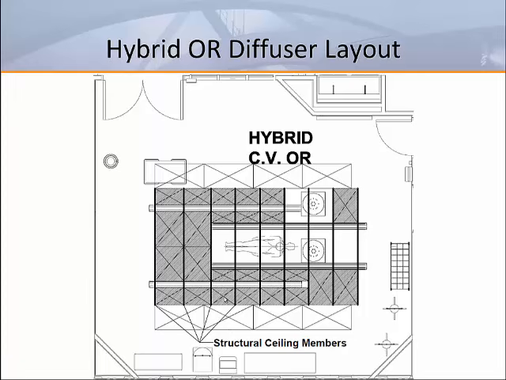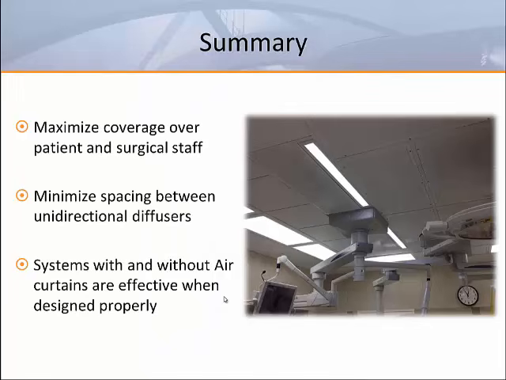These rapid changes in the ways that hybrid suites are being used, combined with an imaging system lifespan of about 5 years, create a need to plan for future flexibility. One of the most effective ways to allow for future flexibility is the use of an integrated ceiling system. In summary, when designing a diffuser array, you want to seek to maximize coverage over the patient and the surgical staff and minimize the space between unidirectional diffusers. You're also able to effectively design systems with and without curtains, with and without integrated ceiling systems, that are effective when properly designed.